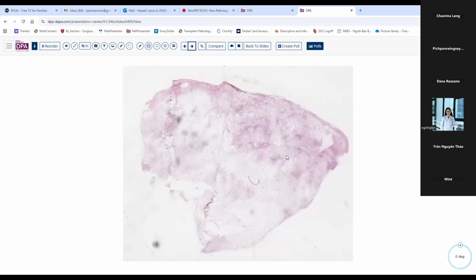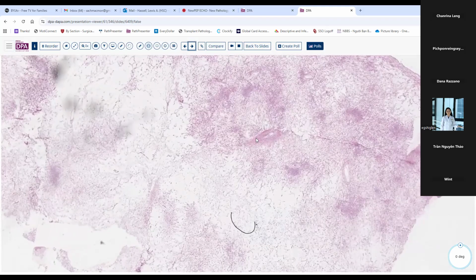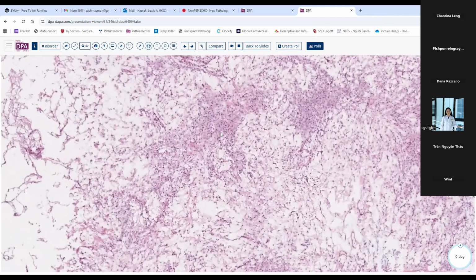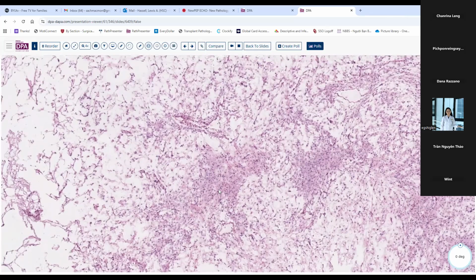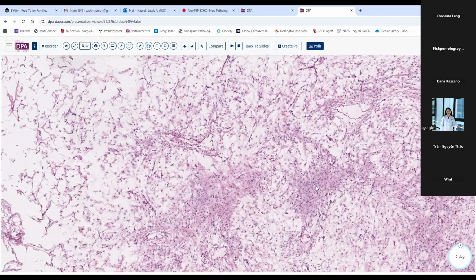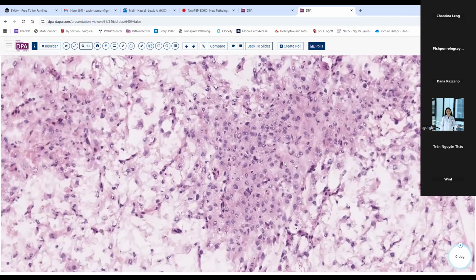So here is an example of this sort of pattern, and you can see it's very, very pale because there's not much cellular content here. It's mostly very edematous tissue. And we've got some vascular structures. We have a little bit of stromal tissue here. They look fairly bland and benign.